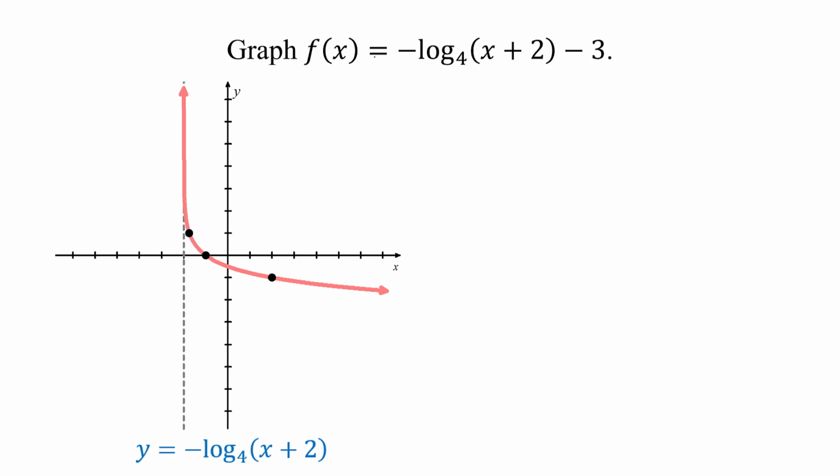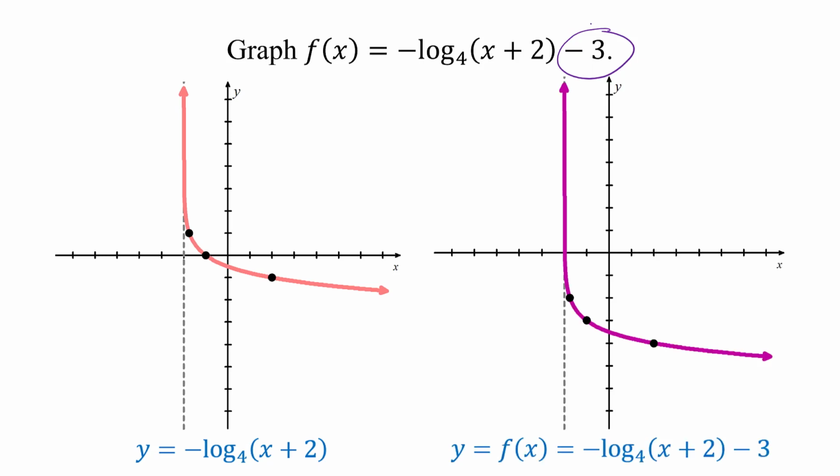Now, to finish off the graph of f of x, note the -3 here, and that tells me that from y equals negative log to the base 4 of (x plus 2), I want to shift this graph down by 3 units, and finally we have the graph of y equals f of x here.